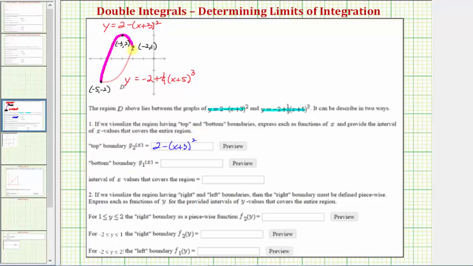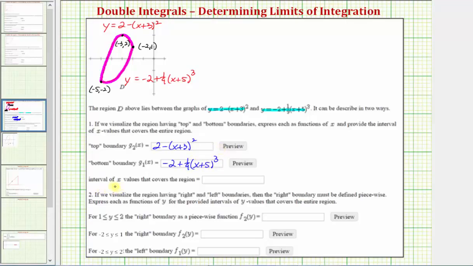And the bottom boundary is this graph here, which we already know is y equals negative 2 plus 1/9 times the quantity x plus 5 cubed, which is already a function of x, which means g sub 1 of x would be negative 2 plus 1/9 times the quantity x plus 5 raised to the third.